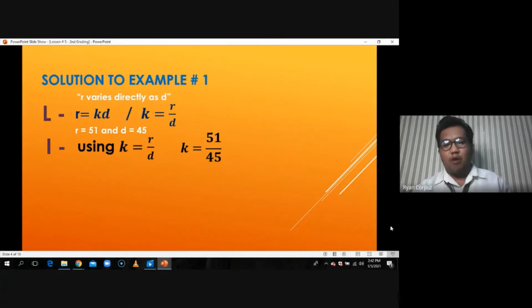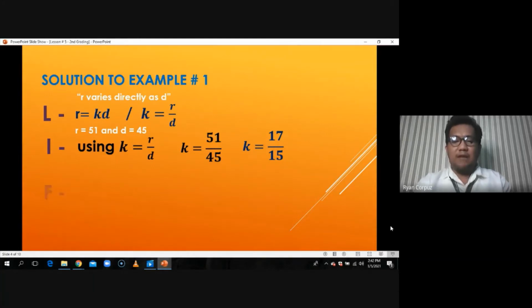Kung meron bang common factors between 51 and 45. So if we are going to reduce it into lowest term, we come up with an answer which is 17 over 15. Because both 51 and 45 are divisible by 3. That 3 that we used, yun tinatawag natin na GCF. So 51 divided by 3, that would be 17. And 45 divided by 3 is equal to 15. So that K, which is equal to 17 over 15, yun yung tinatawag natin as the constant of variation.